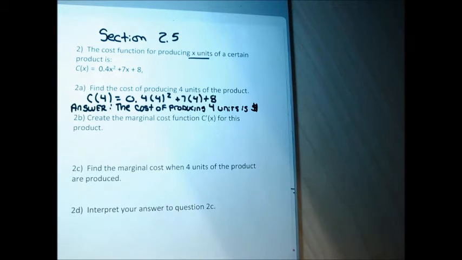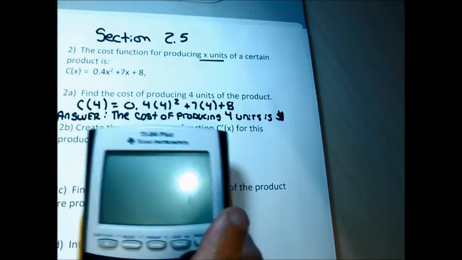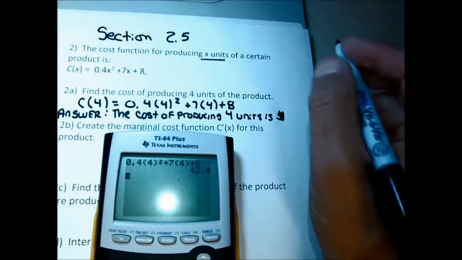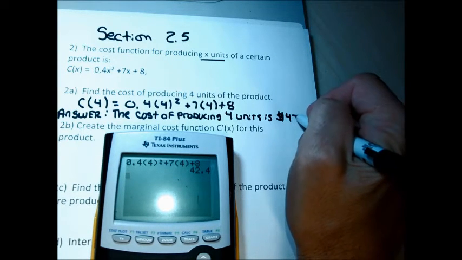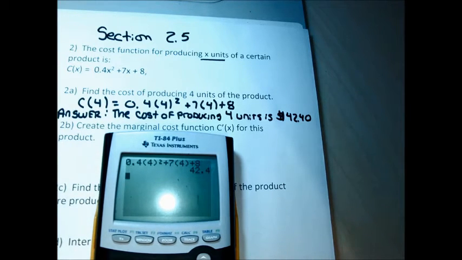So ultimately my answer should look like that. If I just wrote a number down, I'd be content with it. And to get that number, I can do it from the main screen on my calculator. So on the main screen of my calculator, I can just go 0.4 parentheses 4 squared plus 7 parentheses 4 plus 8. And I get $42.40. Which is completely fine, and that wasn't particularly hard to do.